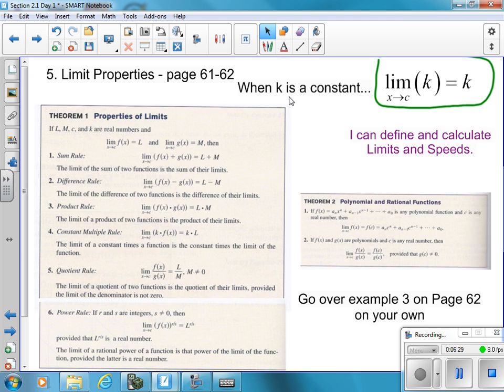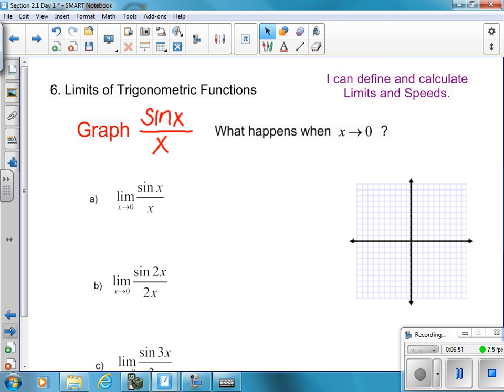Also, for polynomial and rational functions, if you have a function over a function, then it's the limit over the limit, provided that the denominator is not equal to 0. Okay, so there is a good example on page 62. Take a look at it.